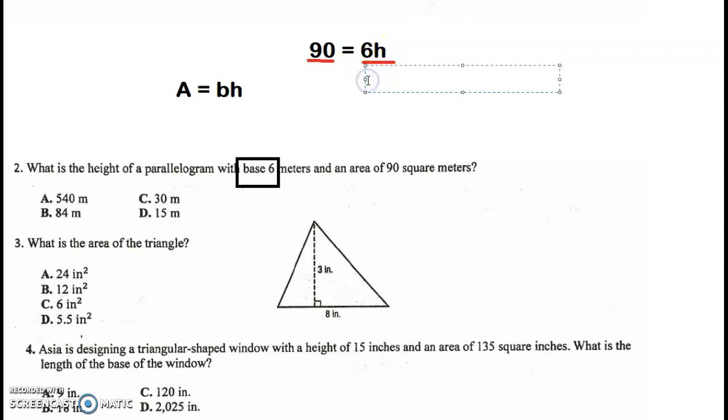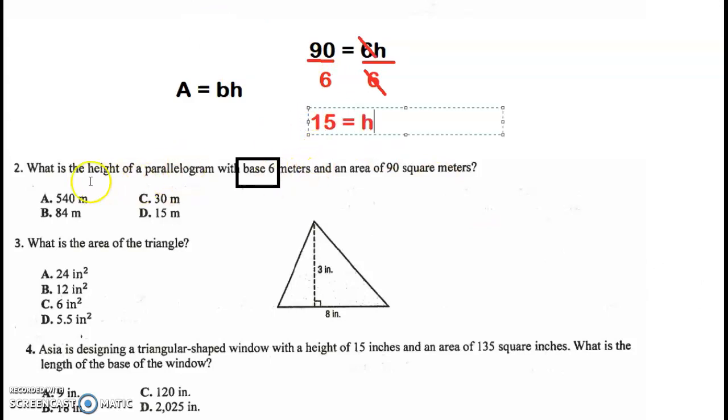So 6 divided by 6 over here, and then 90 divided by 6. I'll have my answer. And again, my 6's cancel out. And when I do 90 divided by 6, I would get 15. So my answer is 15 equals H, right? Because over here, in the question, it even tells us, and a lot of people skip this part, what is the height? So my height is 15. So 15 meters.